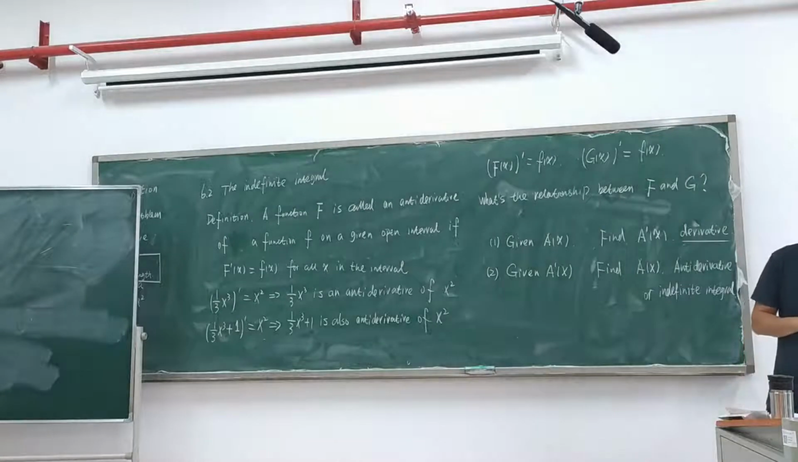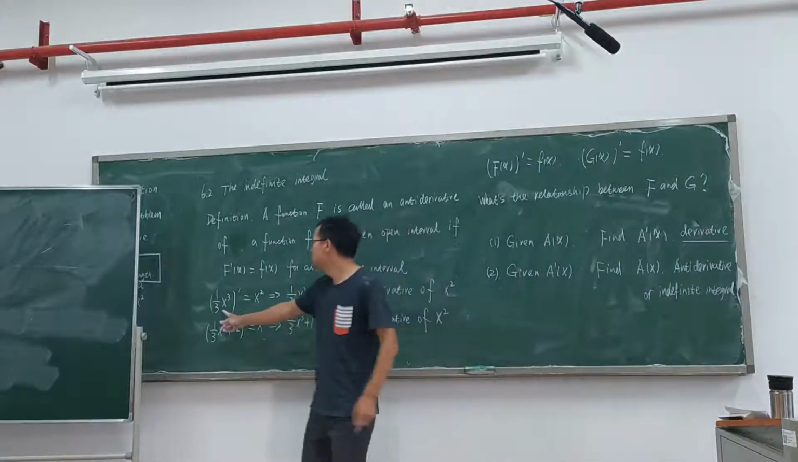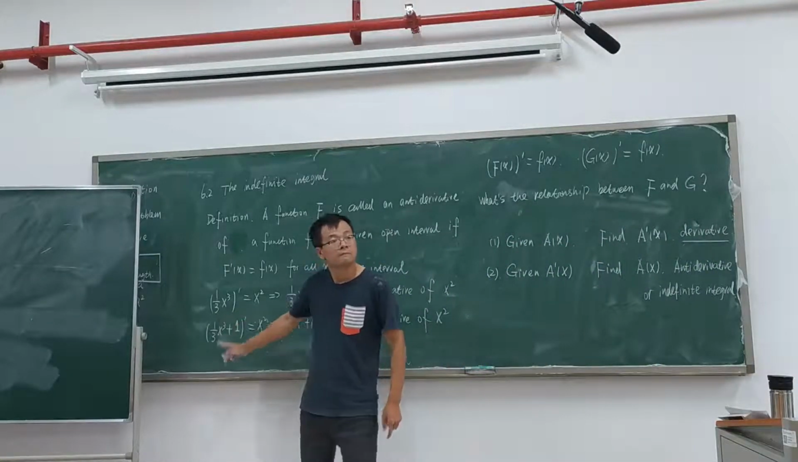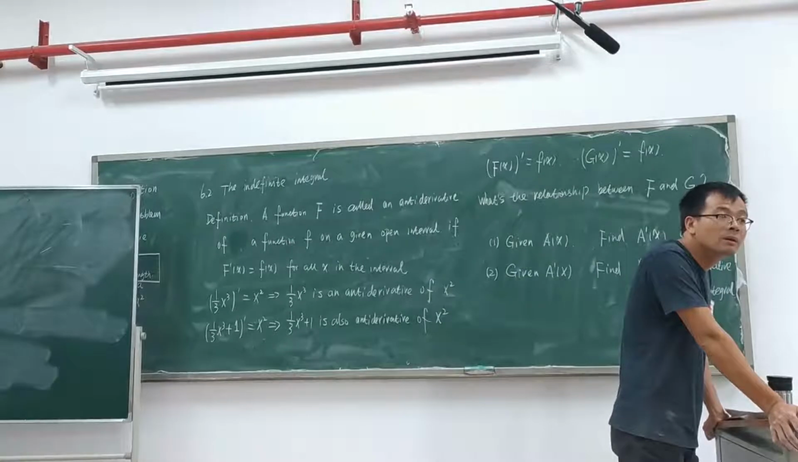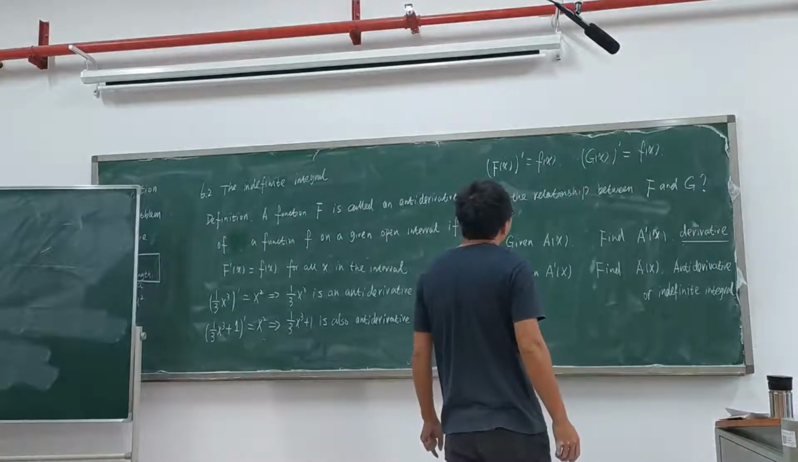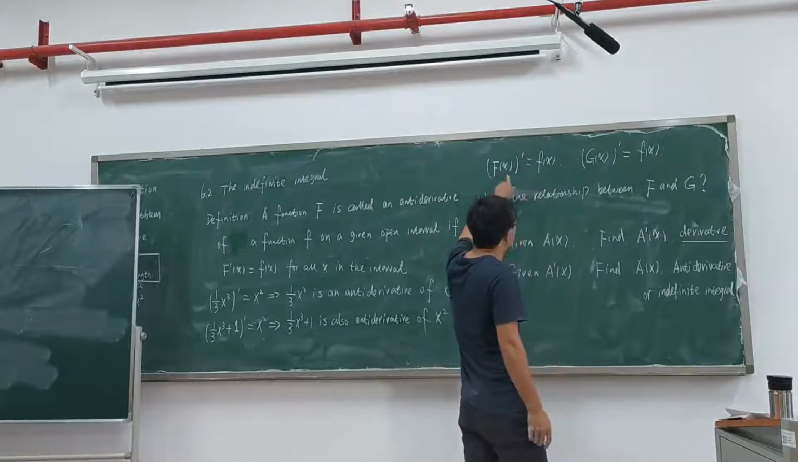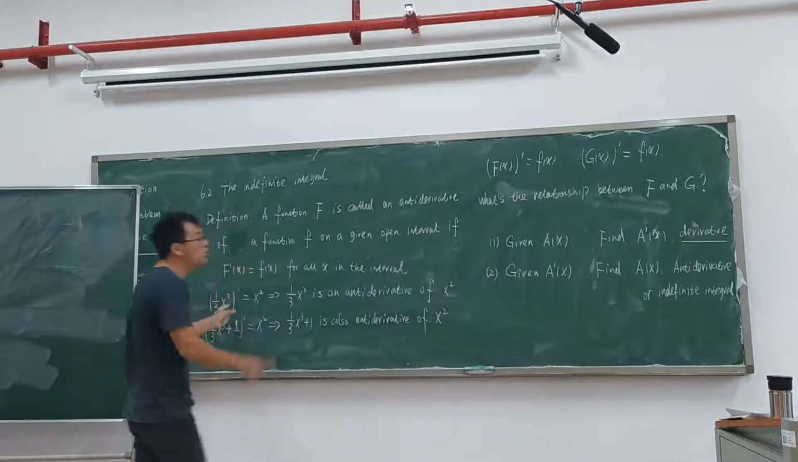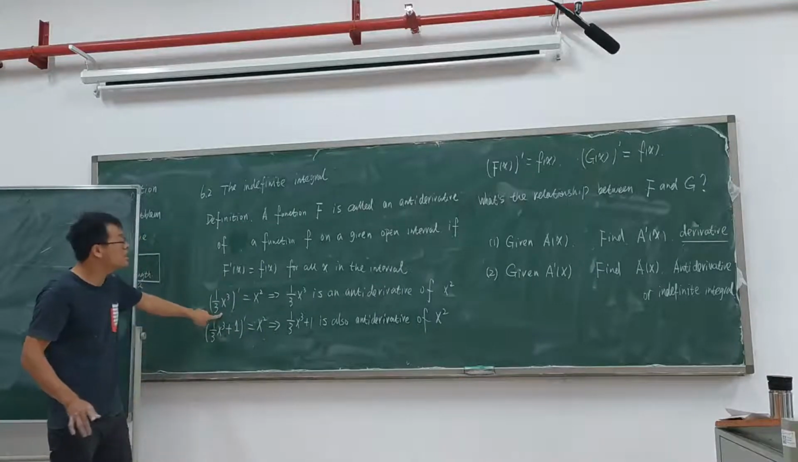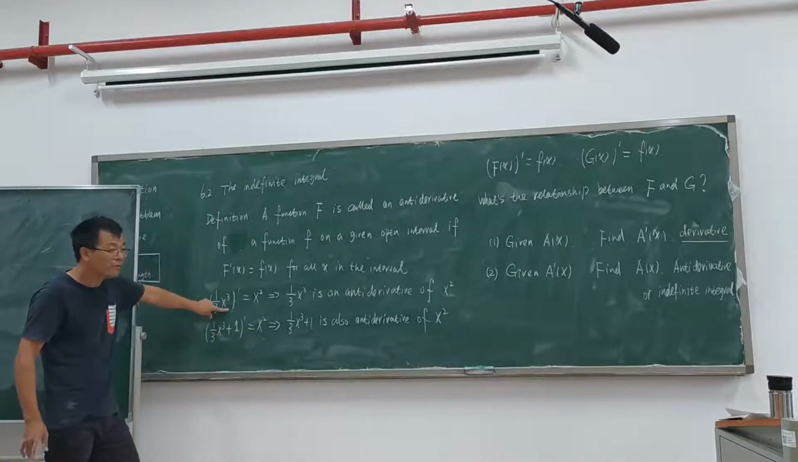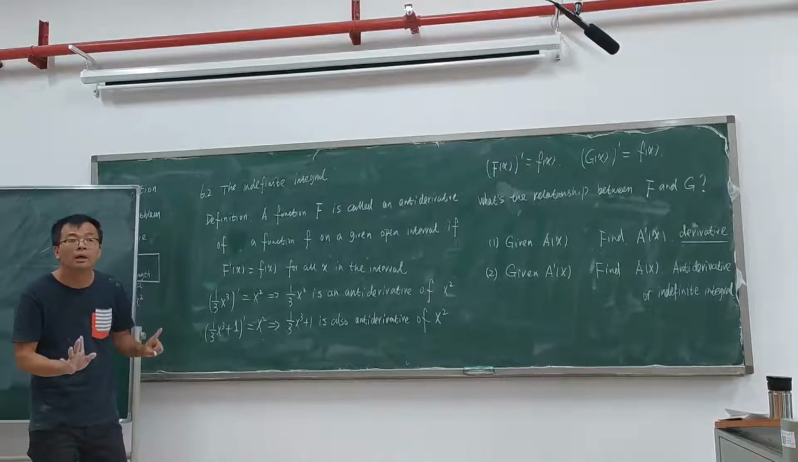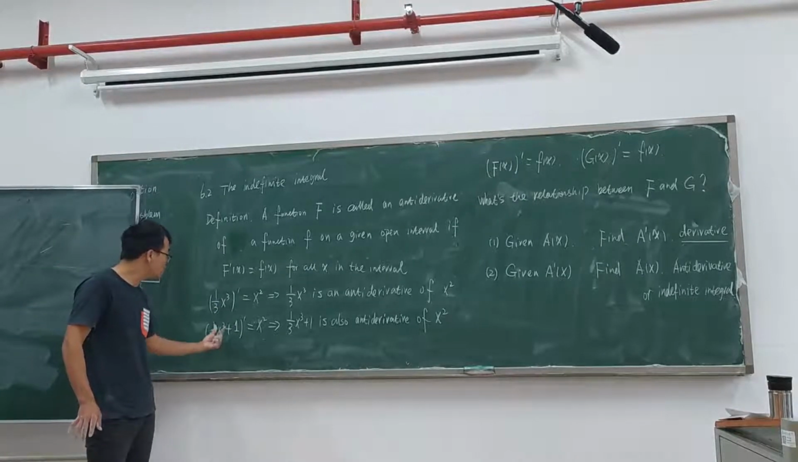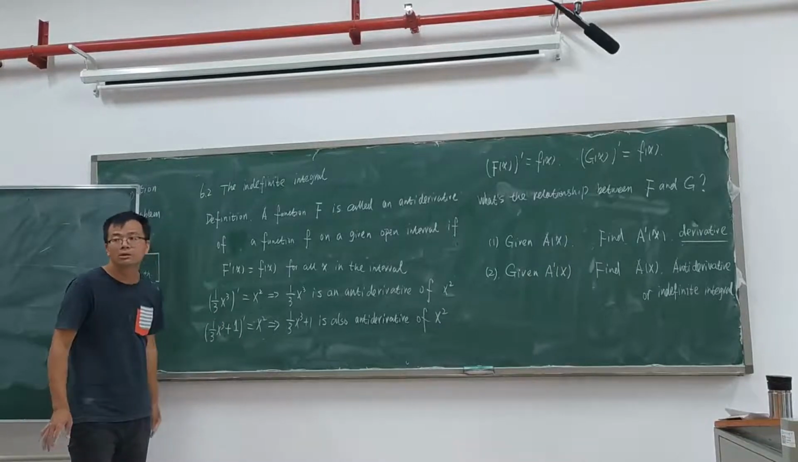Would they be equal or not? F prime equals f(x) and G prime equals f(x), but these two functions are not the same. For example, this function's derivative equals x squared, and this function's derivative is also x squared, but the two functions are not equal. You can see one function can be expressed as the other plus a constant. So this is the relationship.